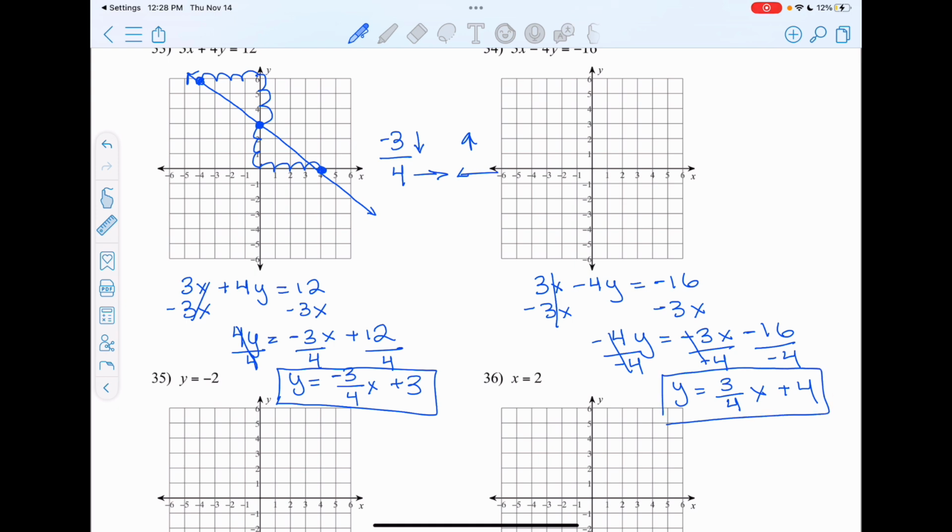So my y-intercept is +4. And my slope tells me I'm supposed to go up 3 and to the right 4. But I don't have enough room to go up 3, so I'm going to go backwards by going down 3 and to the left 4.